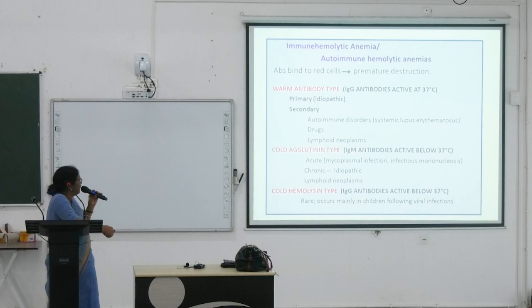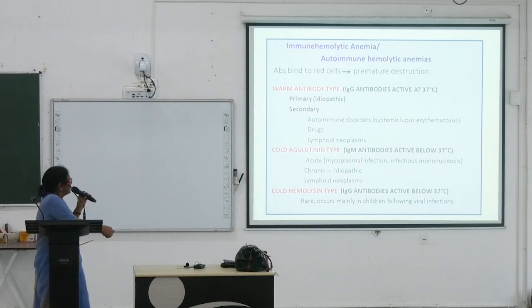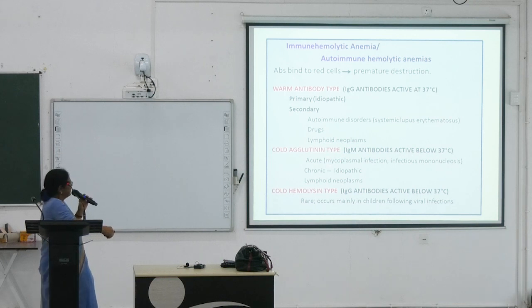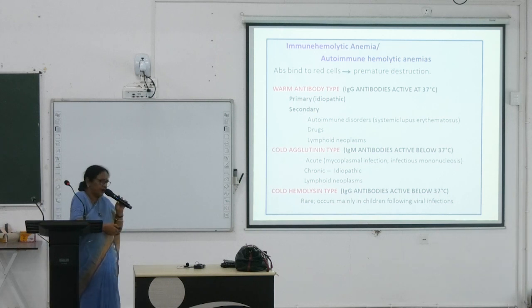The cold type is the cold agglutinin type, which is active below 37 degrees of temperature. It can be mainly due to infection, chronic, maybe idiopathic, or maybe lymphoid neoplasm, meaning the lymphomas. In cases of lymphomas, we can get this type of hemolytic anemia. And the cold hemolysin type of antibody, which are IgG antibodies, is also active at 37 degrees or above temperature, but it is very rare.